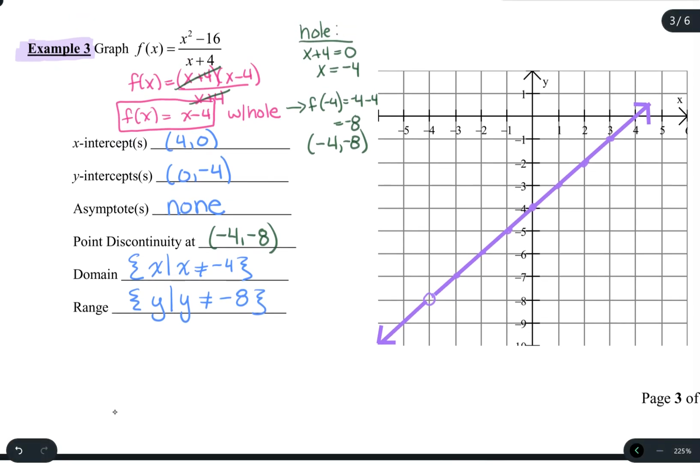Lastly, label at least 3 points on your graph. Since we just have a line, we can pick any 3 points. So negative 3, negative 7; 0, negative 4; and 2, negative 2. Any 3 points would be perfectly fine for this line. All right, let's continue on.